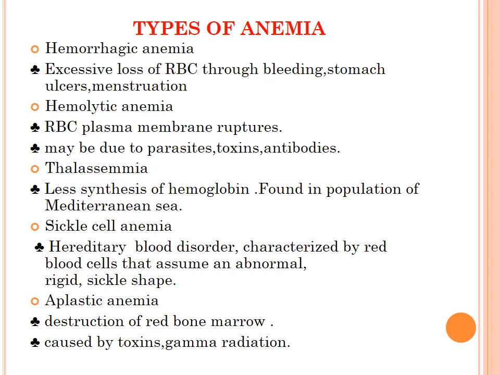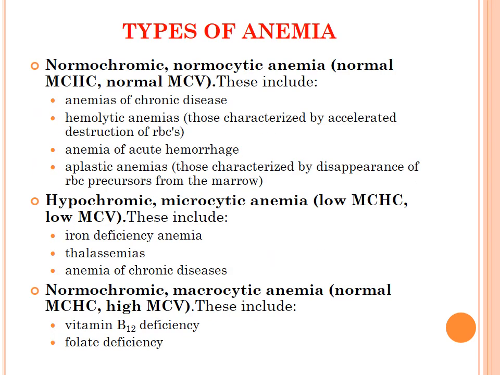Another is thalassemia. इसमें क्या होता है? इसमें होता है less synthesis of hemoglobin. Usually it is found in the population of the Mediterranean Sea. Another is sickle cell anemia. इसमें क्या होता है? ये हेरिडिटरी ब्लड डिसऑर्डर है. जो ब्लड सेल्स होती है उनमें एबनॉर्मल शेप होती है. यूजुअली दे आर हैविंग द शेप ऑफ सिकल. Aplastic anemia is destruction of red bone marrow. It can be due to toxins, gamma radiation, etc.